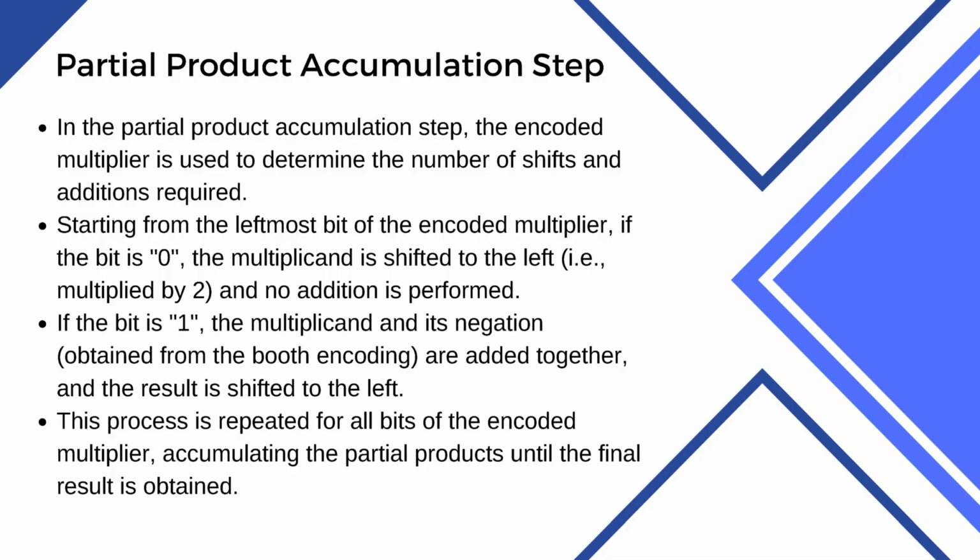In the partial product accumulation step, the encoded multiplier is used to determine the number of shifts and additions required. Starting from the leftmost bit of the encoded multiplier, if the bit is 0, the multiplicand is shifted to the left and no addition is performed. If the bit is 1, the multiplicand and its negation are added together and the result is shifted to the left. This process is repeated for all bits of the encoded multiplier, accumulating the partial products until the final result is obtained.